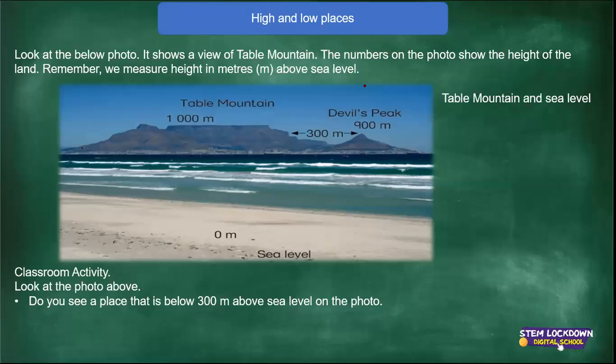Yes, Letu? Yes, ma'am, I can see. Yes, do you see it, right? It is near to what? It's next to the Table Mountain, ma'am. It's below the Table Mountain, right? Yes, ma'am. Thank you very much.